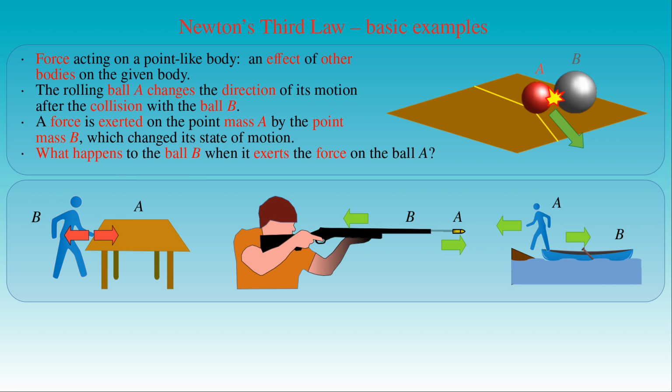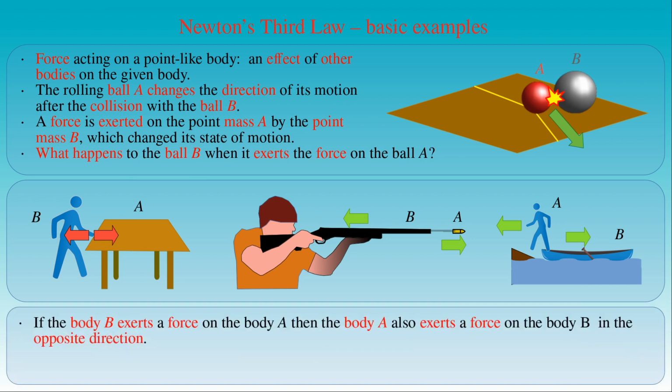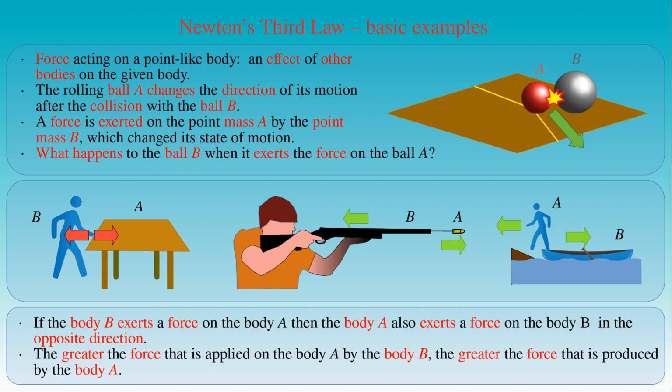There are many more examples for this phenomenon, which demonstrate two things. First, if the body B exerts a force on the body A, then the body A also exerts a force on the body B in the opposite direction. Second, the greater the force that is applied on the body A by the body B, the greater the force that is produced by the body A.